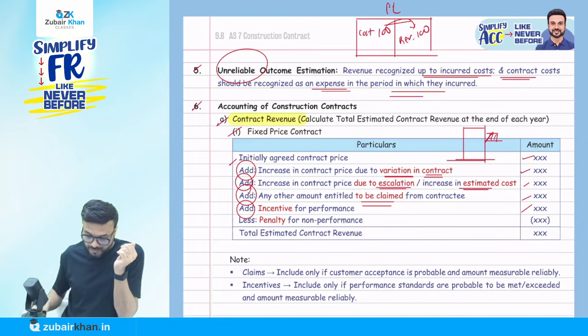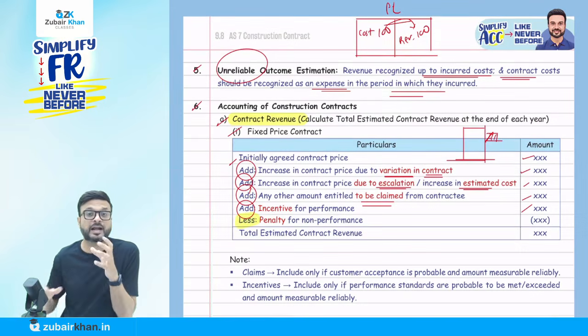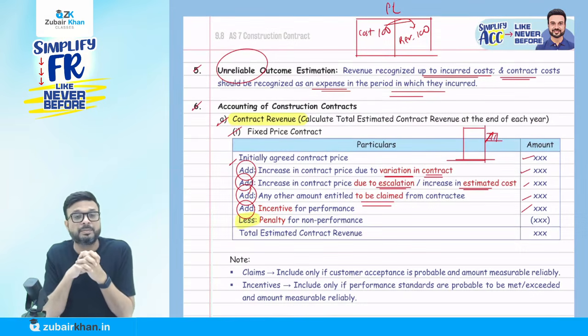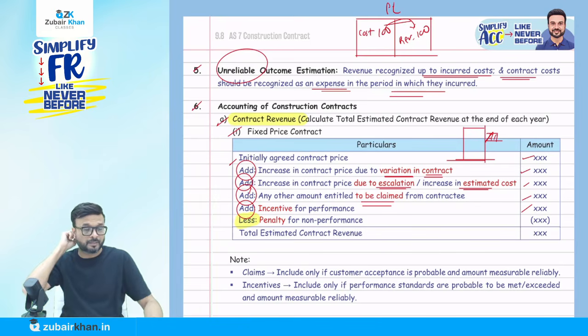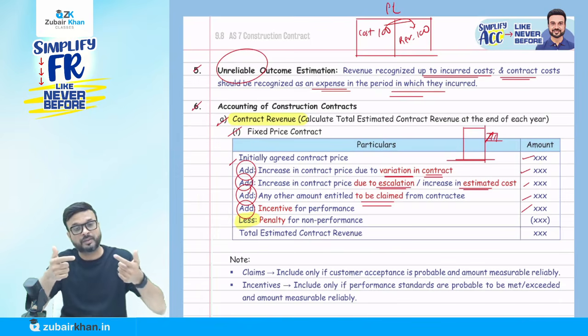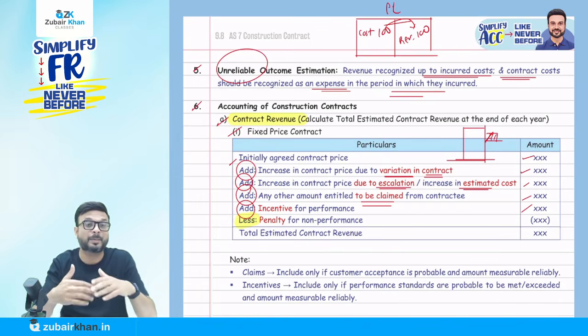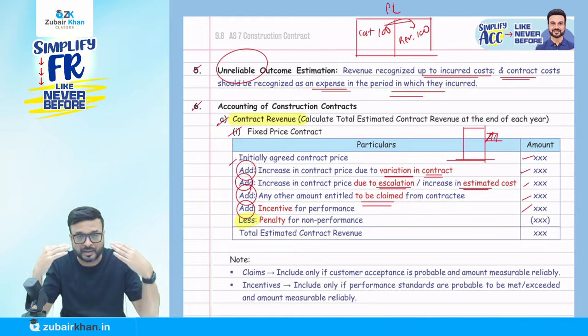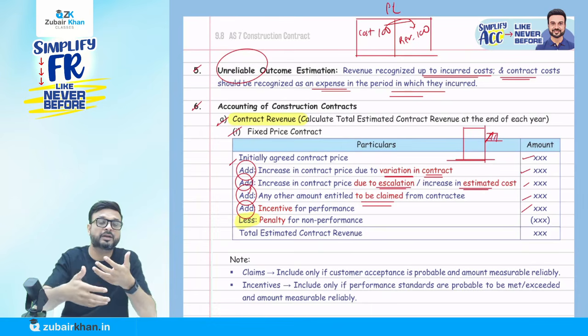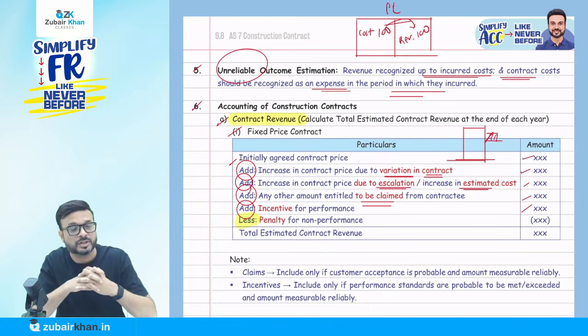But there is one thing I am saying less. What do you mean by less here? We are deducting here: less penalty for non-performance. So it might happen that I have not done whatever was pre-decided, or there are some errors, or the construction is not done properly. There is also a clause mentioned in the contract for penalties. So when I am not completing the contract, or there is any violation of the terms and conditions mentioned in the contract, penalties apply.